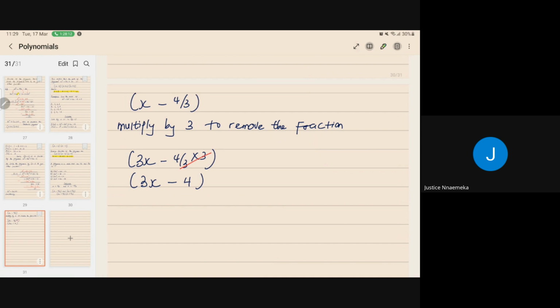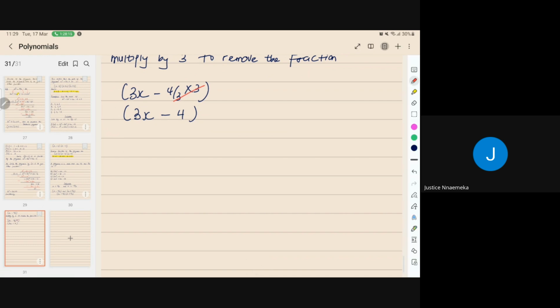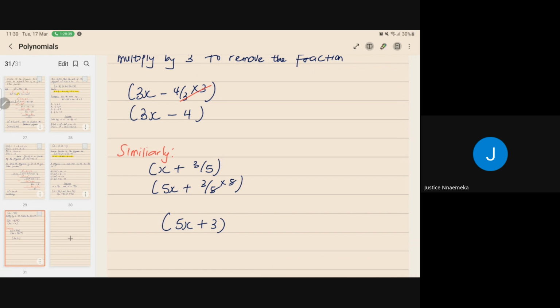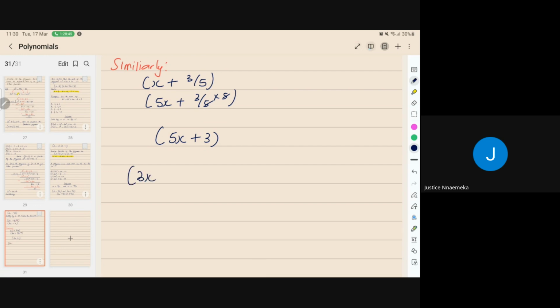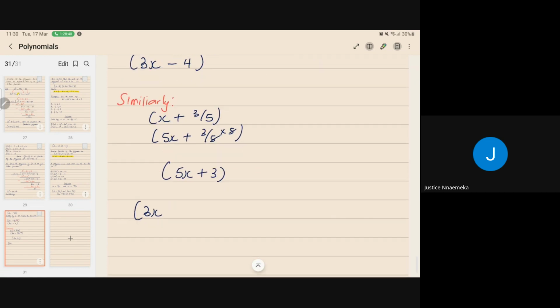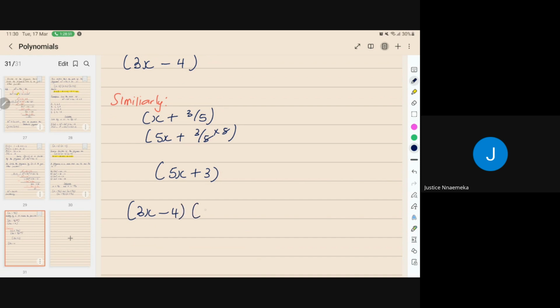So now, similarly, the other one was x plus 3/5, right? So I'm going to multiply by 5. So that will give me 5x plus 3. So the two factors you have now, it's going to be 3x minus 4 and 5x plus 3. So we're going to expand.